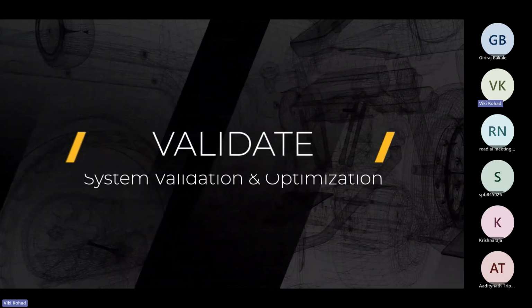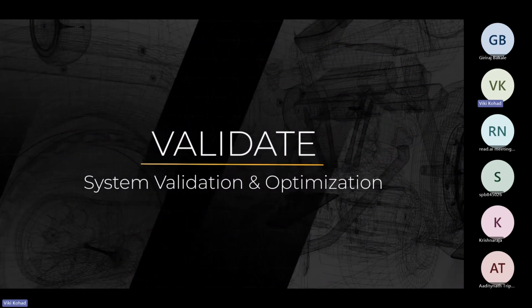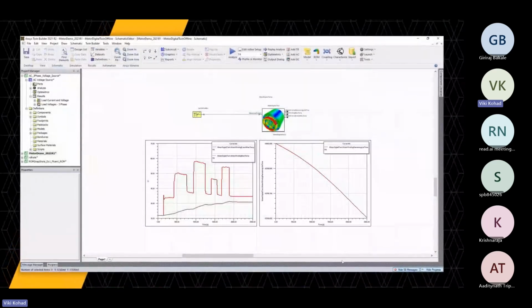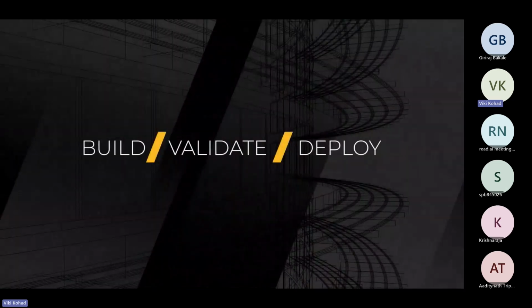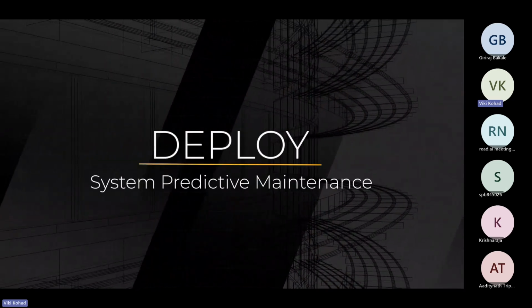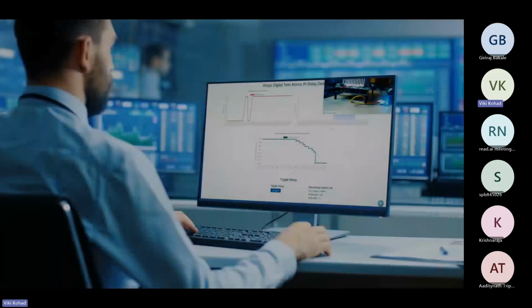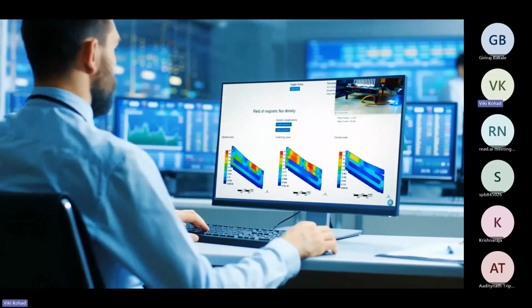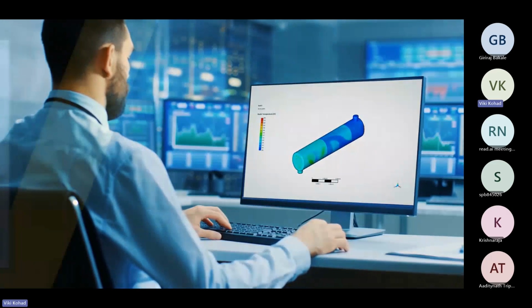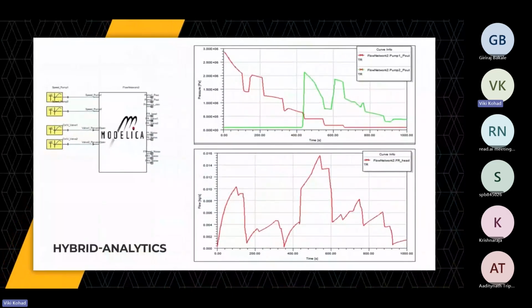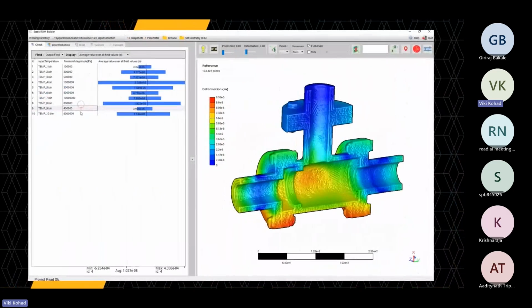Second is to validate. Combining multi-domain systems simulation capabilities with systems validation and optimization. Third, it's time to deploy. Twin Builder creates simpler, highly sophisticated models for real-time deployment. Combining ANSYS simulation and your in-house data yields highly accurate and useful results.